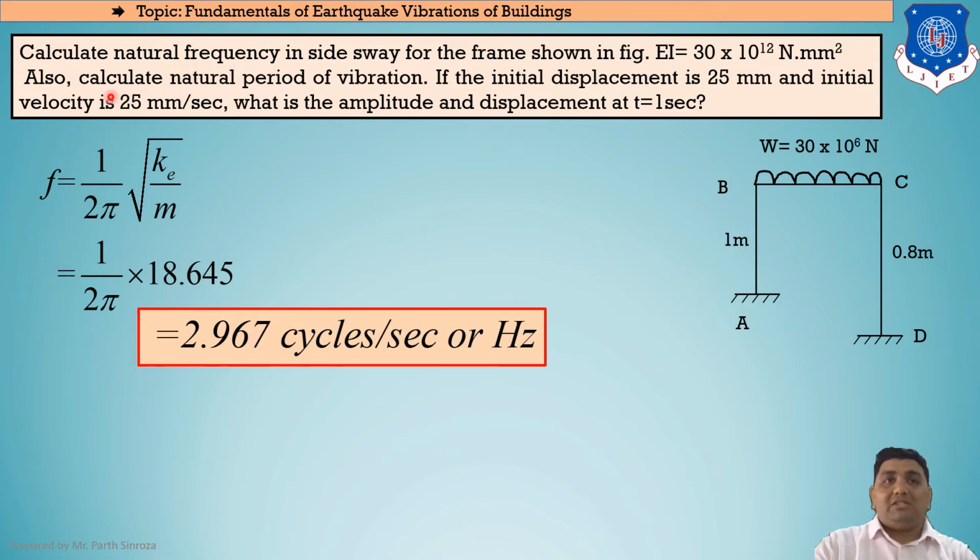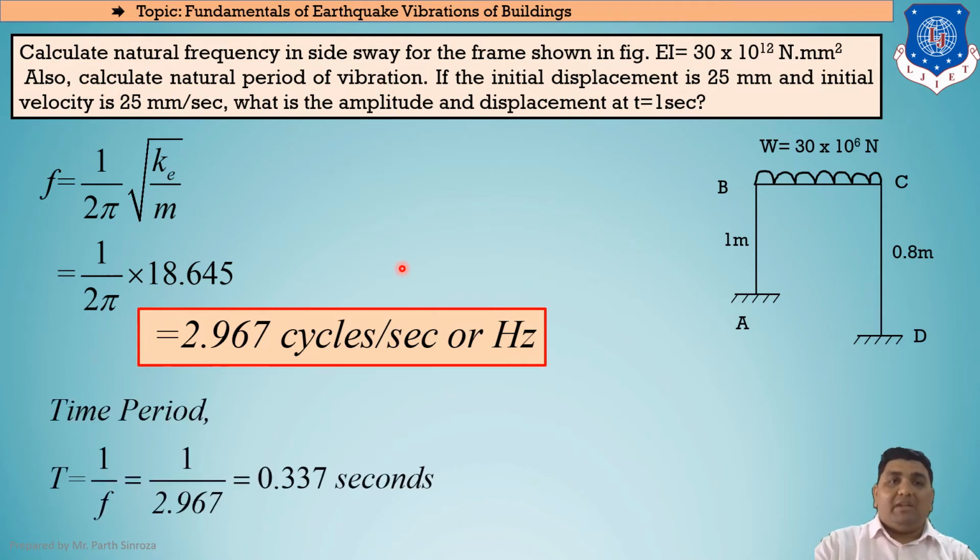It is also asked to calculate natural period of vibration, that means we need to find time period, and the equation for time period is T equal to 1 upon F. F we have already calculated, it comes out to be 2.967. So here time period comes out to be 0.337 seconds. So here our part 1 is completed, which we have already seen in the previous session too.